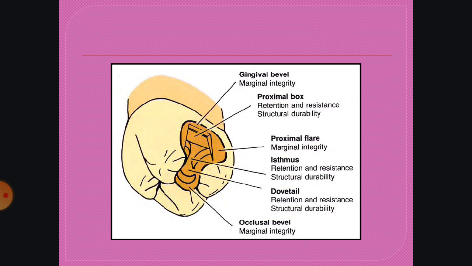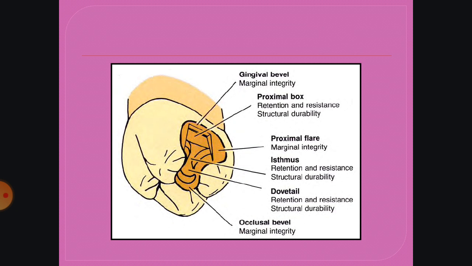So, the function of each characterization which you have provided in the preparation. Gingival bevel contributes to the marginal integrity of the restoration. Proximal box, resistance and retention. As I told earlier, you can have a slight amount of taper of around 7 to 12 degree, not more than that. If you increase, there is always chances of decreased retention and more stress. It also provides structural durability. Proximal flare, as I told earlier, gives marginal integrity to the inlay.